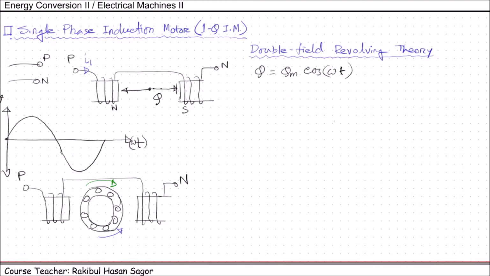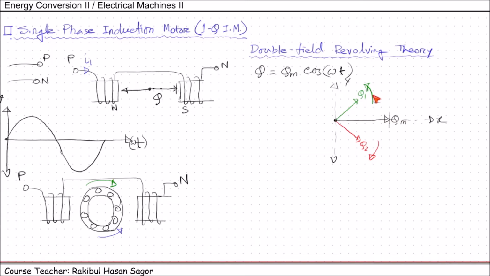Now if I draw the vector here, we'll have phi in this direction. This is the maximum amplitude phi m, and suppose this is the x axis and this is the y axis. Now let us consider two rotating magnetic fluxes. One is phi 1, another is phi 2. They are rotating in the opposite direction. Phi 2 is rotating in clockwise direction and phi 1 is rotating in the anti-clockwise direction.